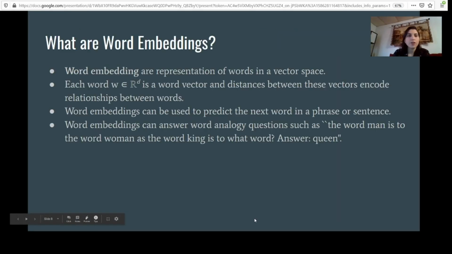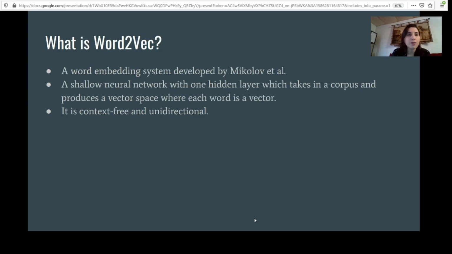Background. What are word embeddings? Word embeddings are representations of words in a vector space. Each word is a word vector. The distances between the vectors are the relationship between the words. Word embeddings can answer analogies such as the word man is to the word woman as the word king is to which word, and the word embedding spits out queen. Also, word embeddings can predict the previous word and the future word.